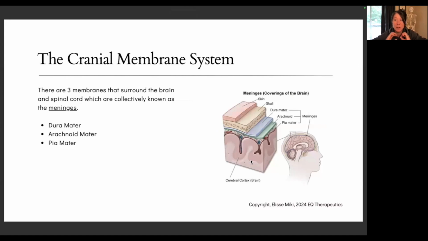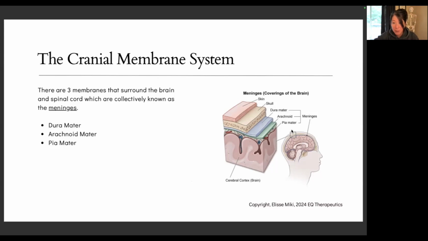So let's look at the cranial specific membrane system. So in terms of the cranial membranes, there are three. These are the membranes that are going to surround the brain and the spinal cord, and collectively, they're known as the meninges. So if we look at this example on the right, we have our skin.